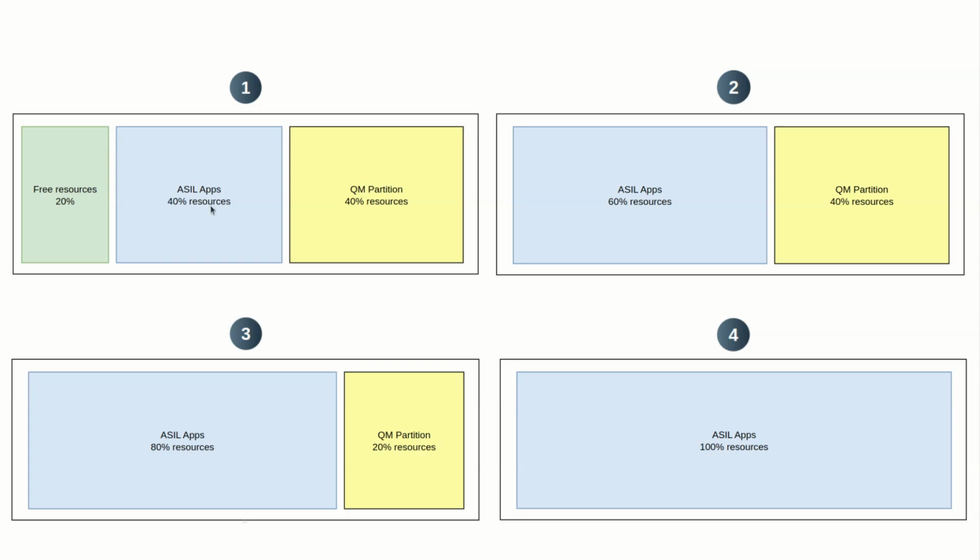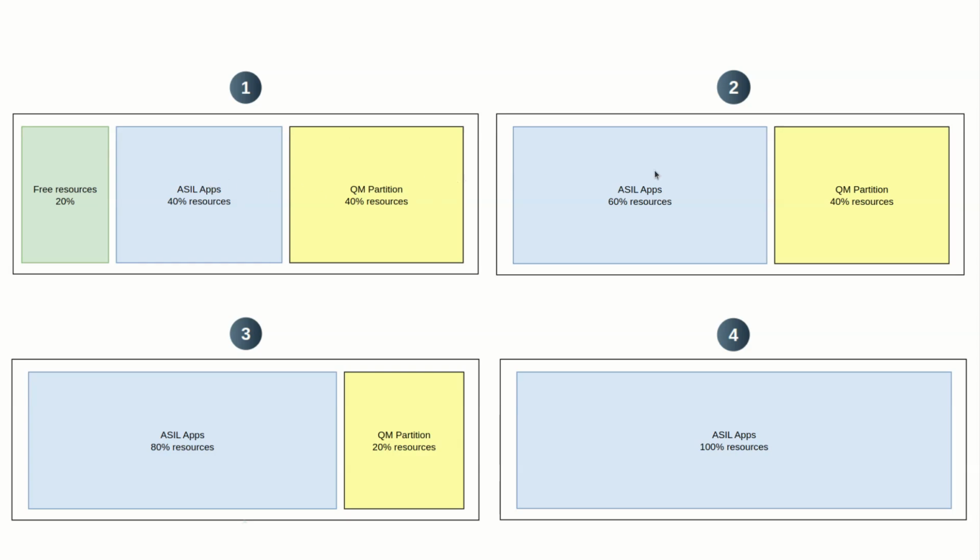The QM partition is having 40% of the resources. There are 20% of free resources available out there. I am talking about the entire host. Now say there are some applications in the QM partition which want to access more resources, because here you can see 20% of the resources are free. That is not possible because the QM partition as such has been restricted to 40% of memory usage.